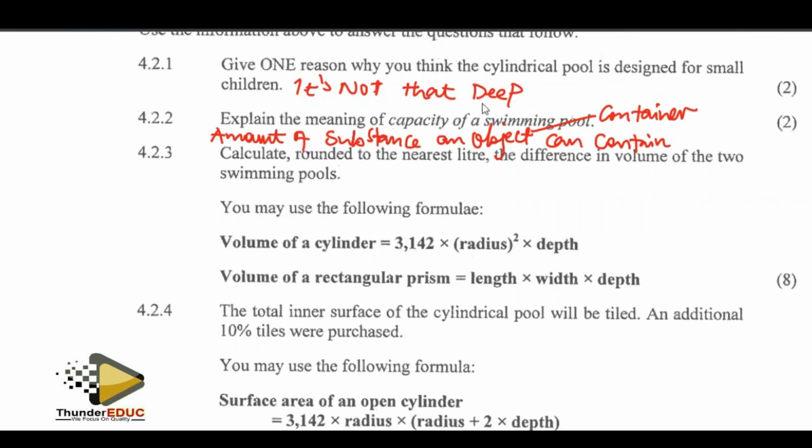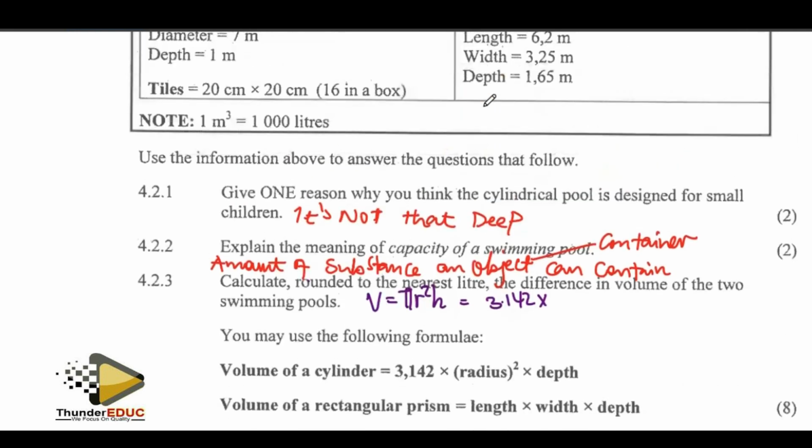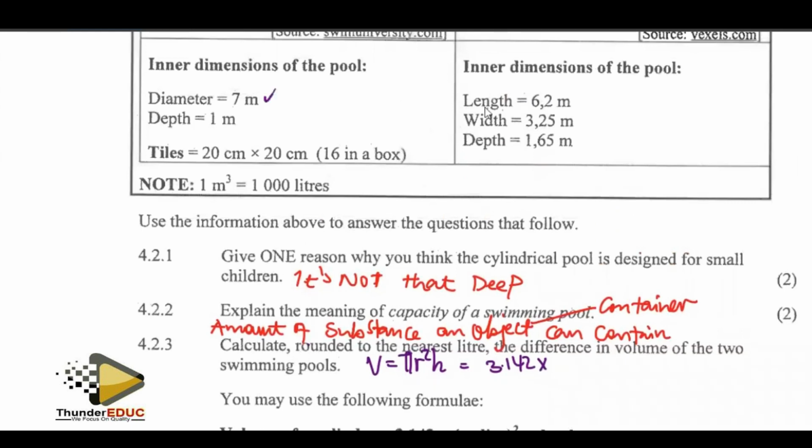Okay, you may use the following formula. They're saying calculate, rounded to the nearest liter, the difference in volume of the 2 swimming pools. They want liters, but they have given us volume. Anyway, let's look at that. Cylindrical is the first one, which says volume equals pi r squared h, which is 3,142 times what's our radius. We are given the diameter. You need the radius, so you get the diameter divided by 2, which is 3,5.